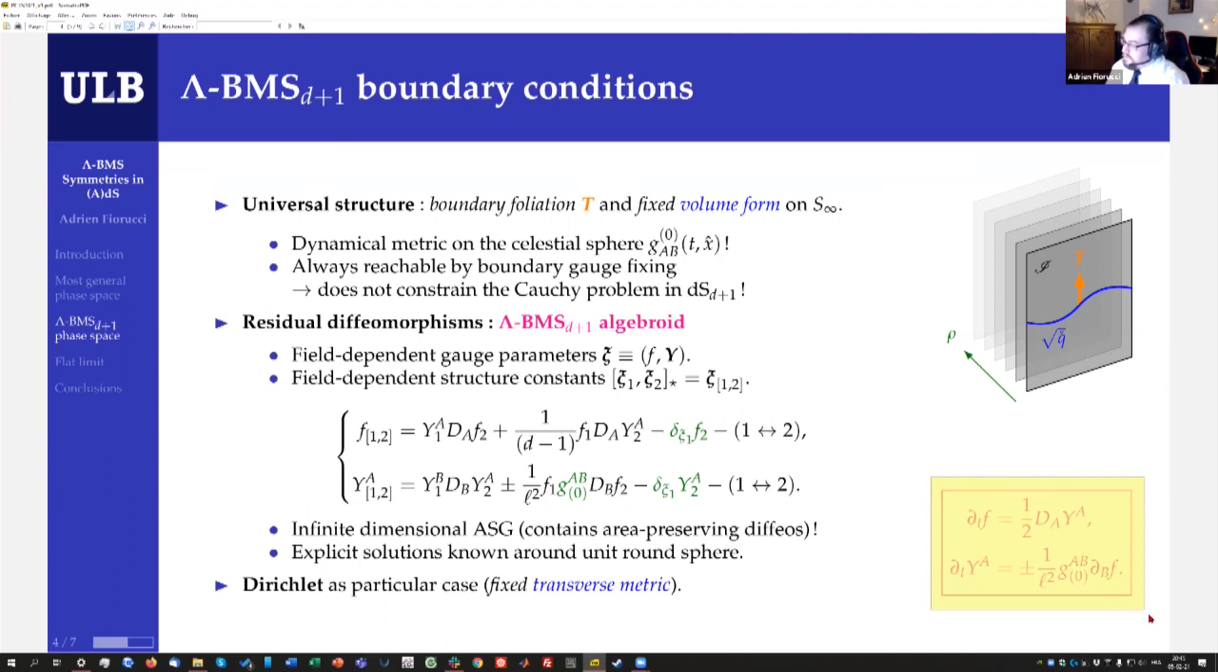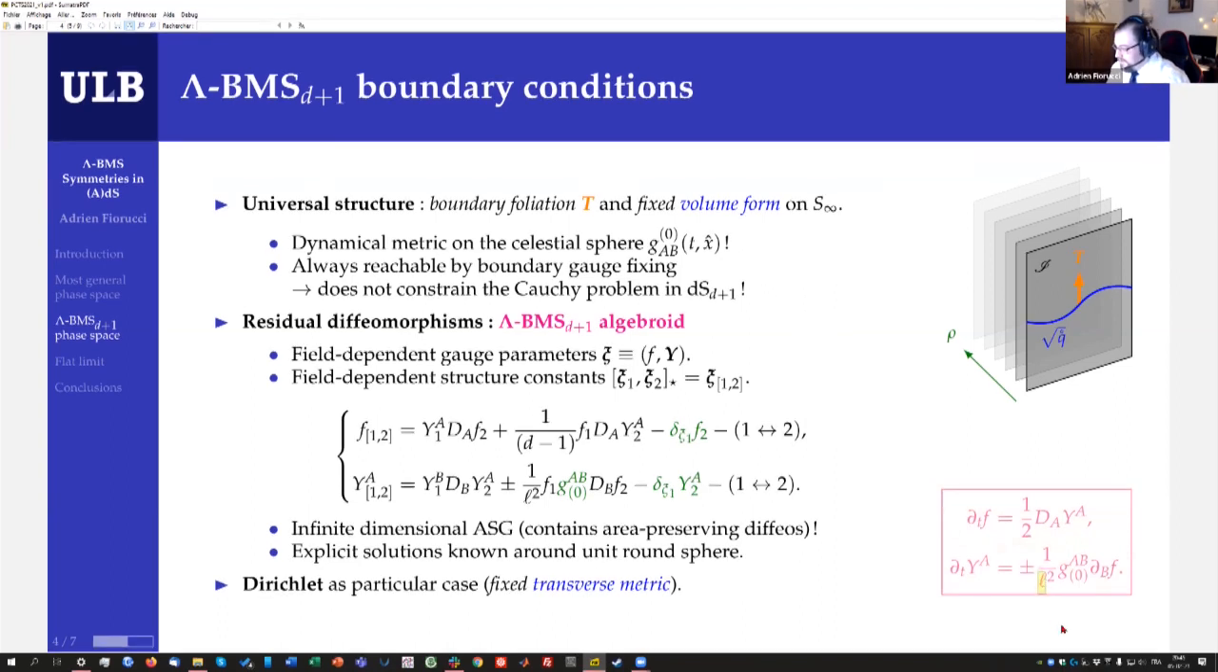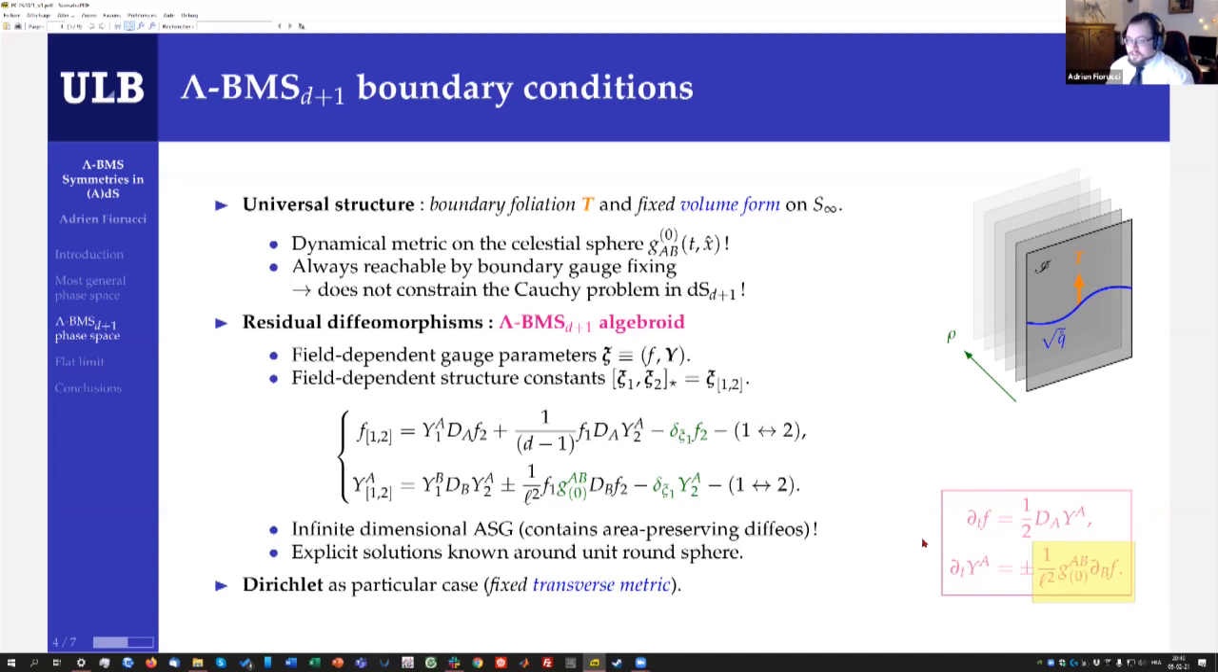And for those of you that are familiar with BMS in flat space, you can see that if I bring this AdS radius to infinity, I kill this term and I am back with the standard BMS structure equations. But because of this term, you will have some field dependence of the gauge parameters, and as a consequence, you will also have a field dependence of the structure constants of your asymptotic algebra, which will be promoted into an algebroid rather than an algebra, that we called the Lambda-BMS D+1 algebroid.